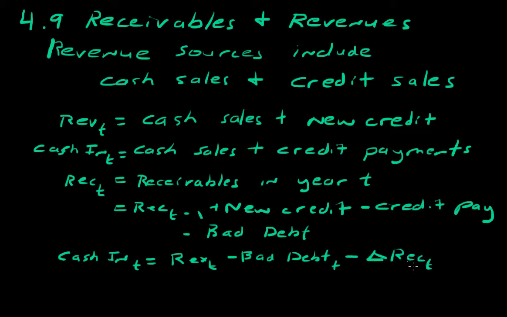Receivables is a balance sheet item, and to make this more explicit, this delta, or change in receivables, is simply the difference between the balance we have now as opposed to the balance we had one period prior. Okay, so let's lock this into our heads by doing problem 2.6.